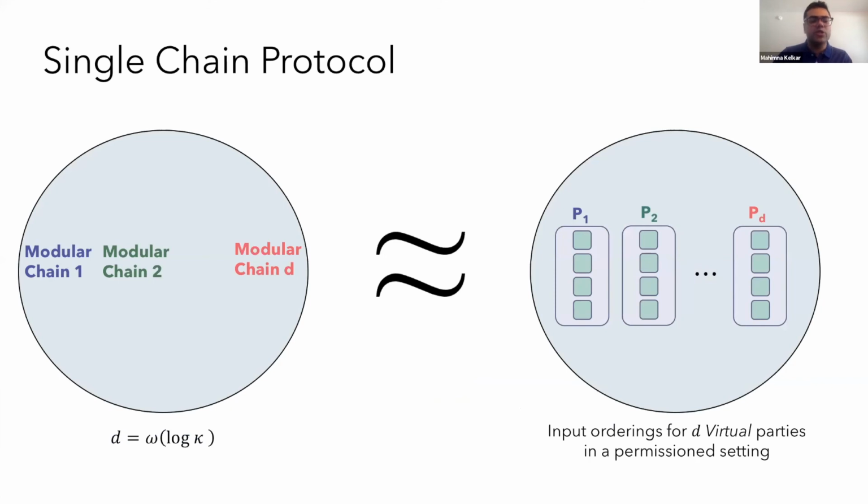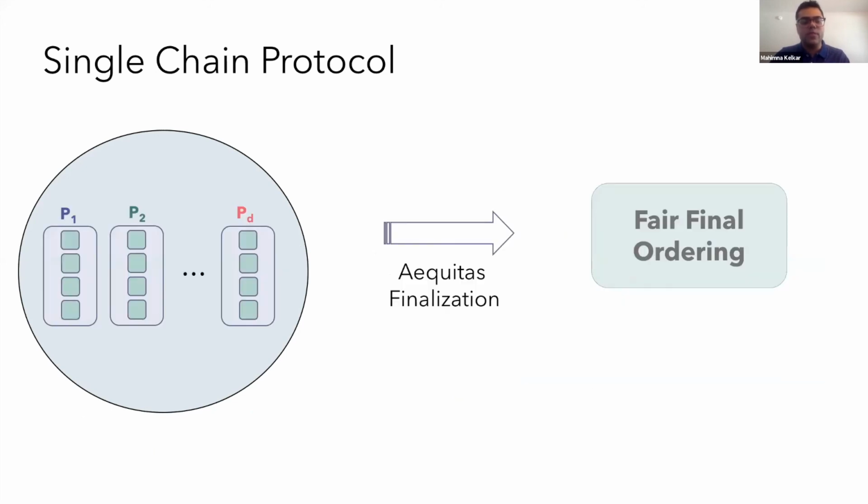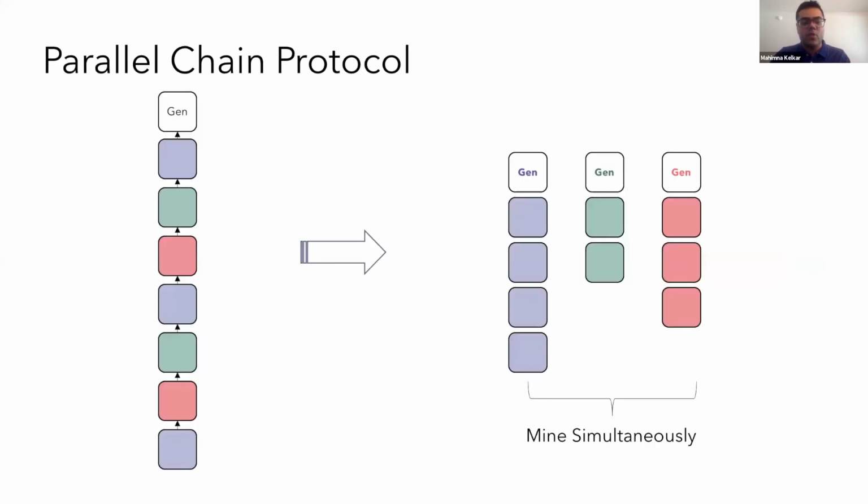So basically we showed that this design of D modular chains is equivalent to D virtual parties in a permission setting. And the cool part is that this number of chains D does not need to depend on anything other than the security parameter of the system. And as I said, we use this Equitas finalization on these D chains to generate the fair ordering. We also have a more parallel protocol design where we can mine these D chains simultaneously using a D-for-one proof of mining trick from previous literature.